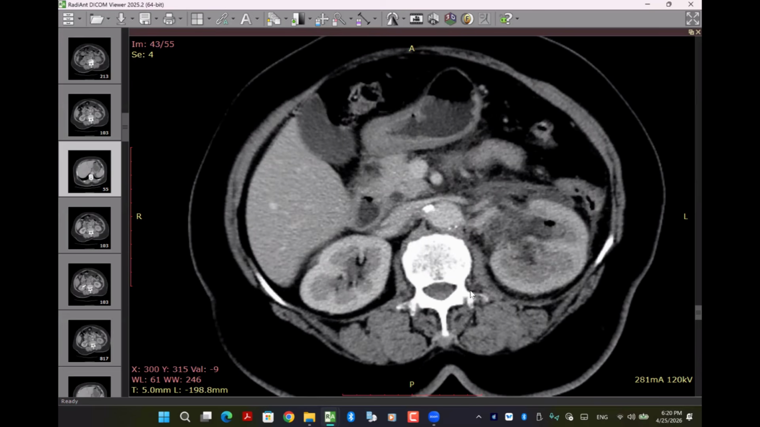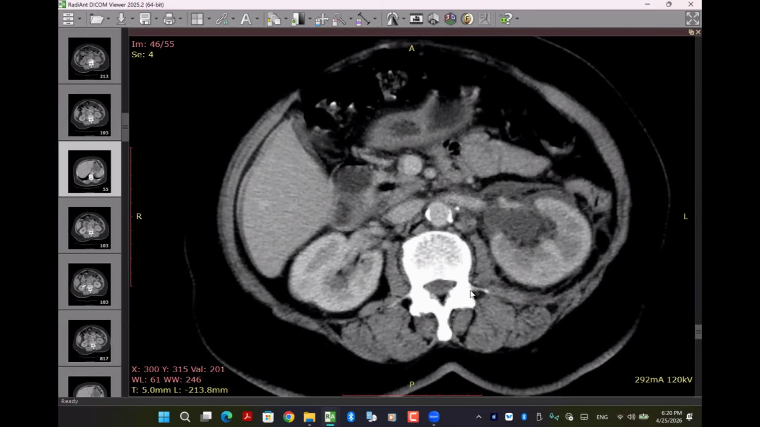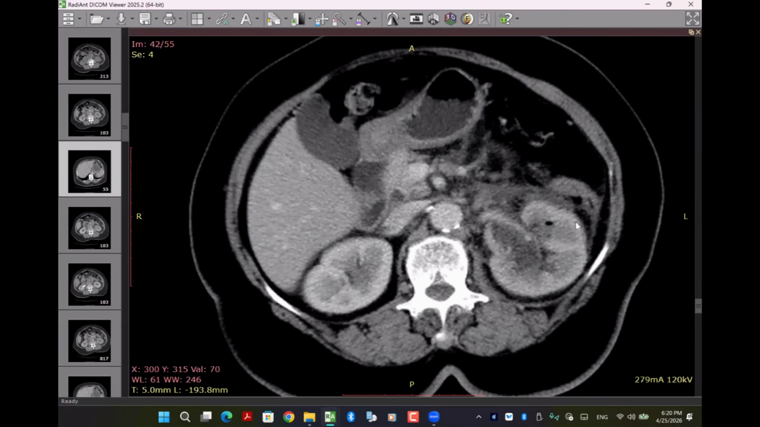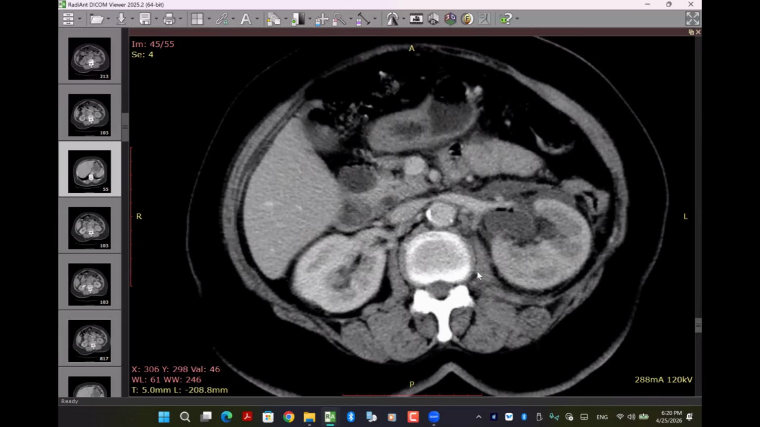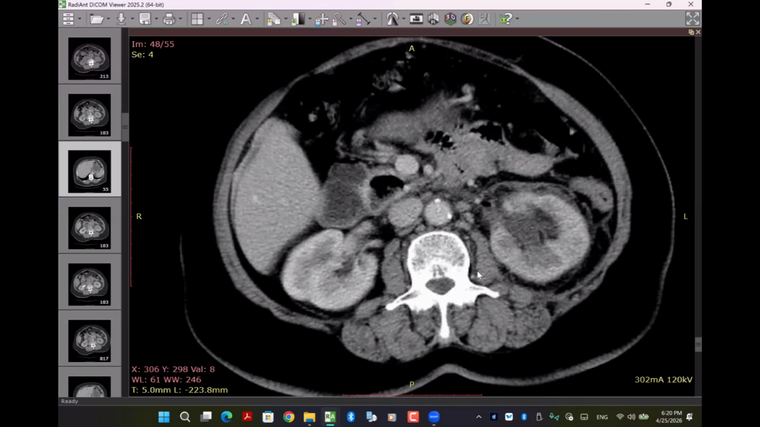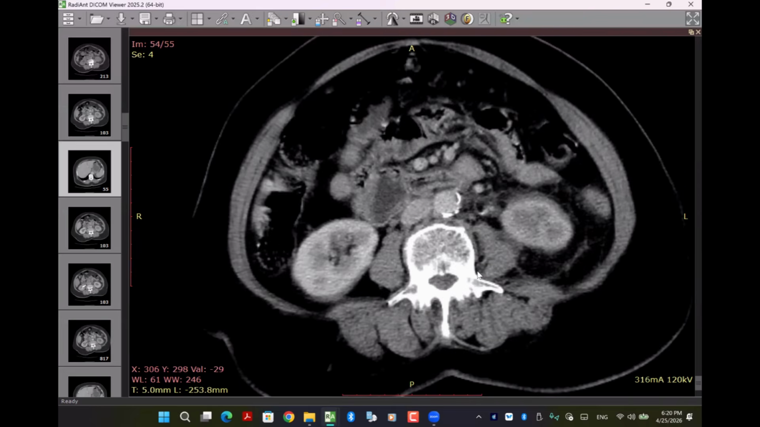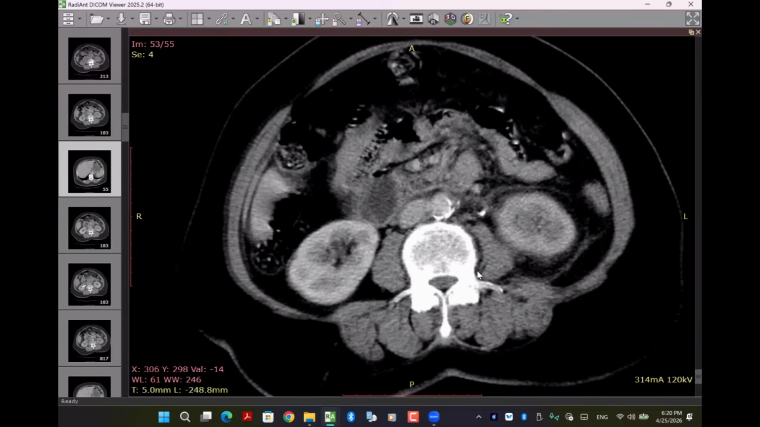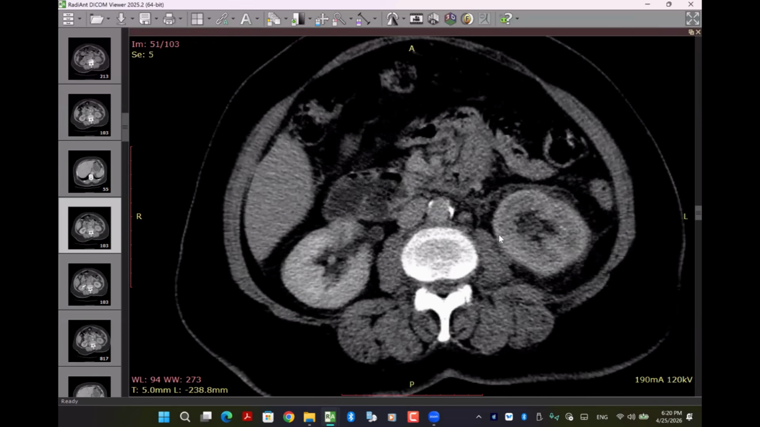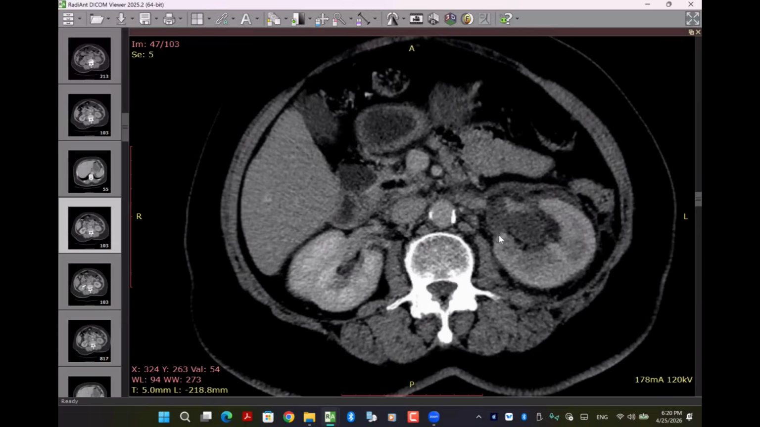I cannot appreciate a definite evidence of any abnormal enhancement in the left kidney. But I want to see the lining of the ureter. There is mild enhancement of the ureteric wall. Let me get you the ureter in the second phase. Okay, this is the second phase.